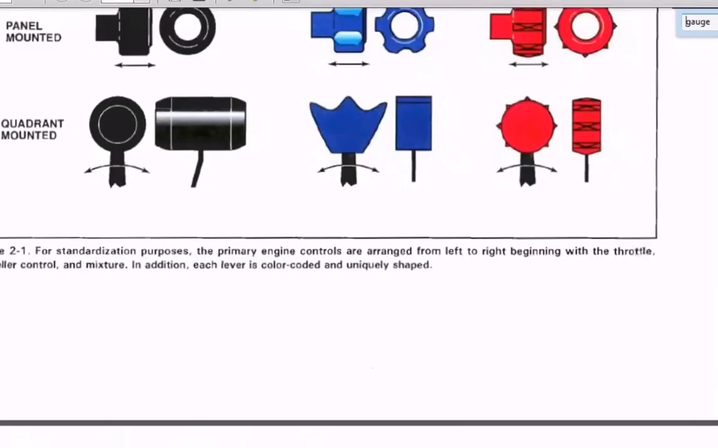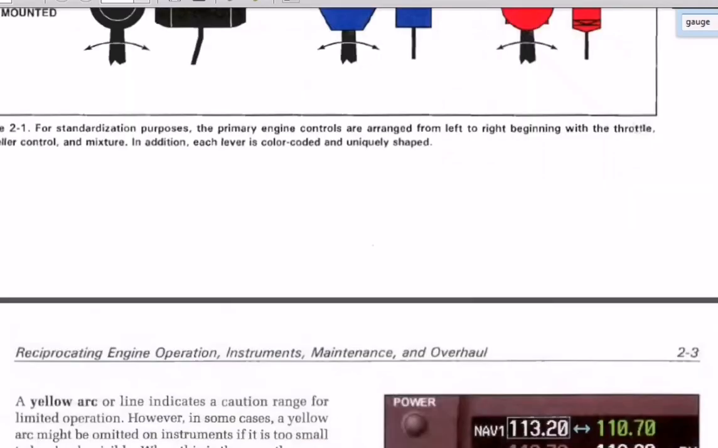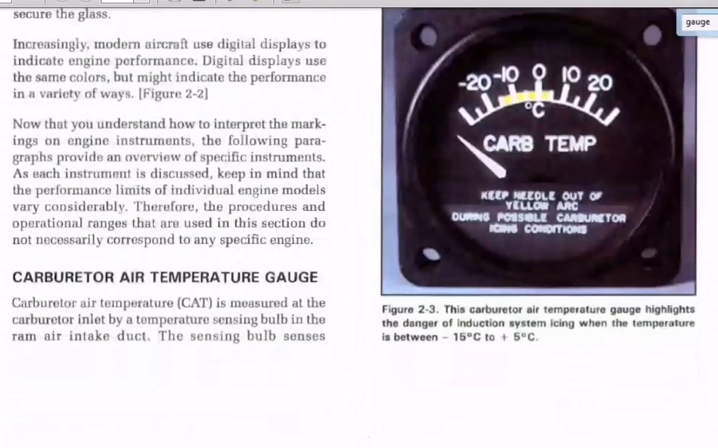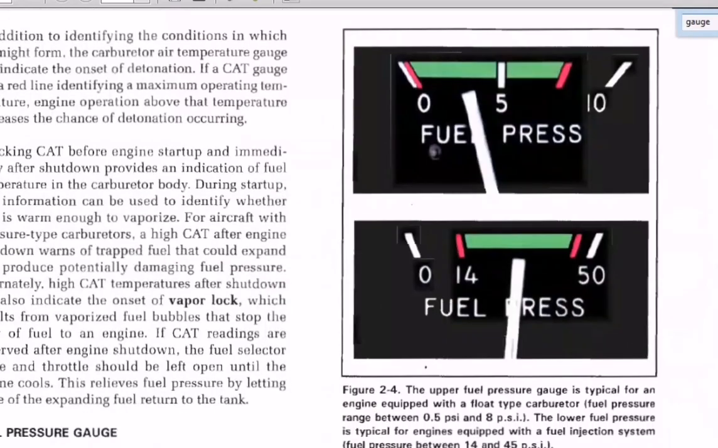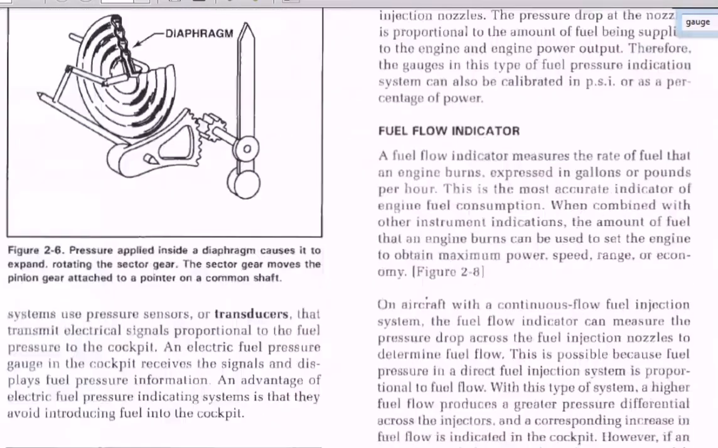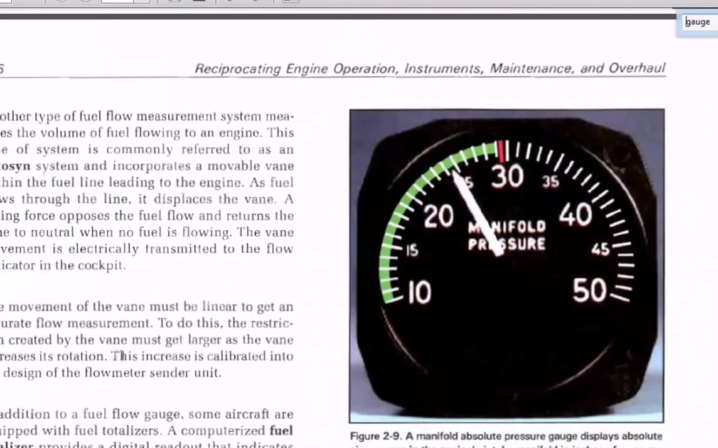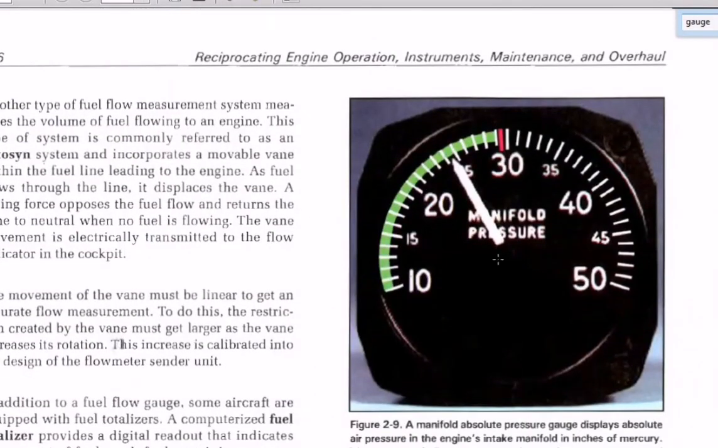So these are the controls in the cockpit, and then when you come back in, run the engine, and then you see all this. So this is a manifold pressure gauge. Yeah? Can you see this or not? You see this figure 2-9, guys?